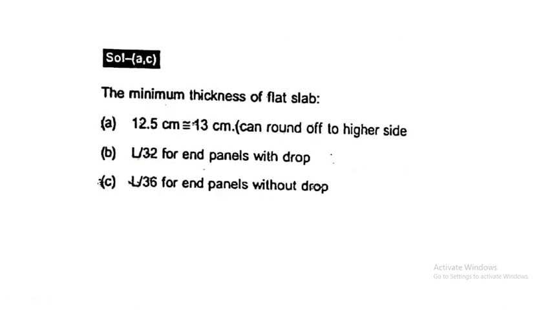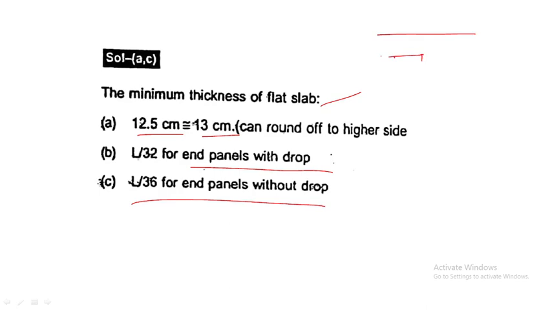So you have to remember these values: 12.5 centimeters, 13 centimeters. That is the minimum thickness of the flat slab. L by 32 for the end panels, L by 36 for the end panels with drop. You have to remember with drop or without drop. This is the drop, and without drop means it will be like this. So you have to remember these two conditions with these values.